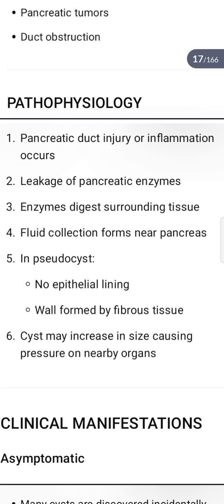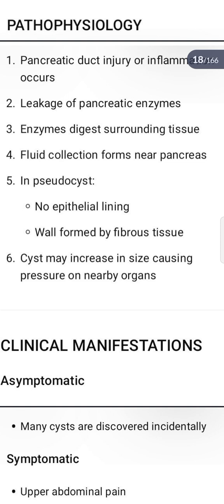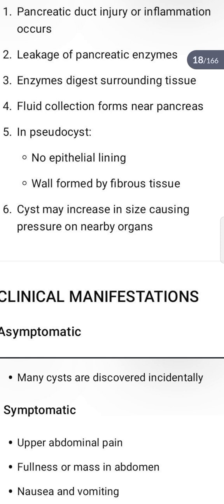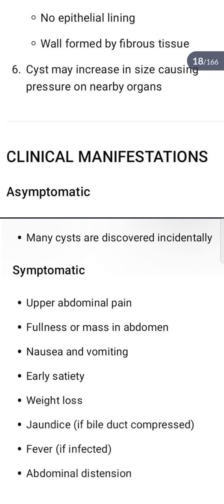See, inflammation occurs in the pancreatic duct, because of which leakage of pancreatic enzymes starts, and the enzymes start to digest the surrounding tissue. Fluid collects near the pancreas and in a pseudocyst there will be no epithelial lining seen. A wall of fibrous tissue is formed because the tissue will start to resist the damage, and in that condition fibrous tissue will be developed. The cyst may increase in size and cause pressure on nearby organs. So that was our pathophysiology.